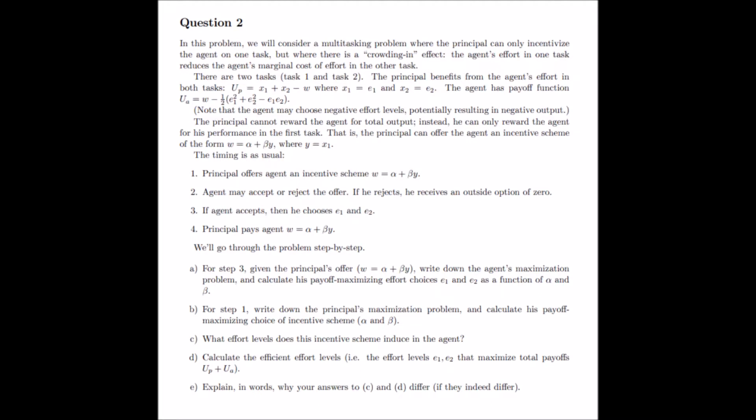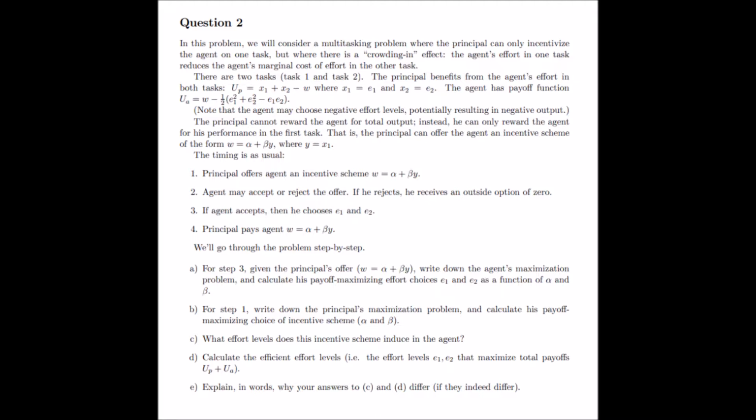Hey guys, so today I'm going to be explaining how to answer question 2 of the ECON3123 problem set, specifically problem set 1. Even more specifically, we're only going to be answering parts A and B right now. I'm not going to read the whole question to you because it's pretty long, but I just want to highlight some key facts.